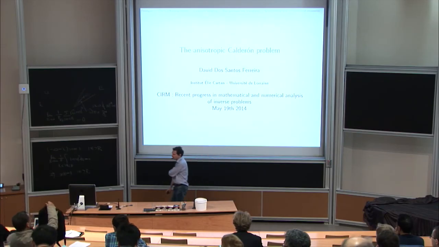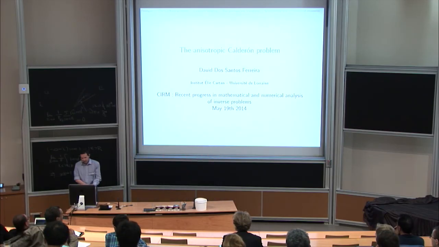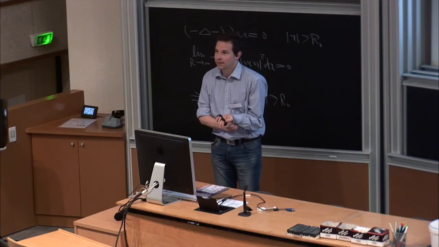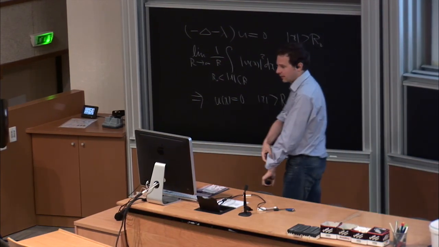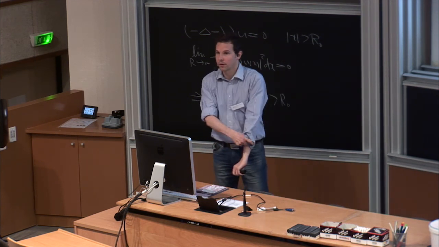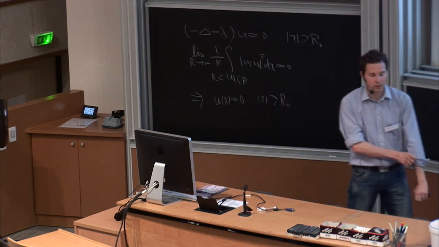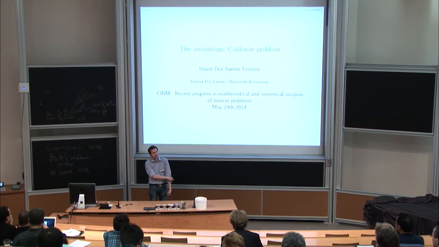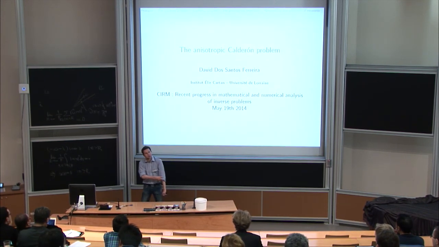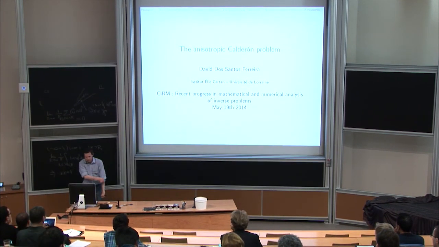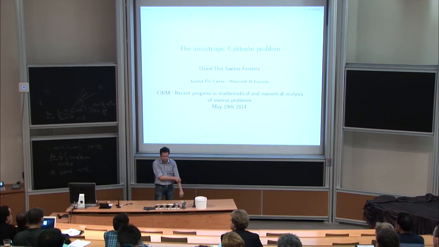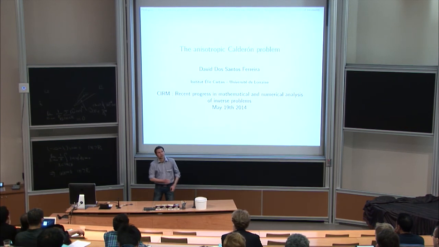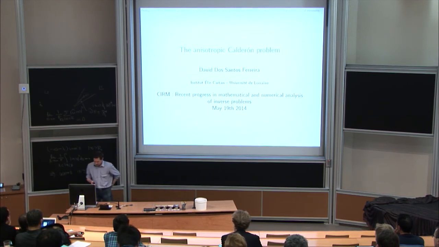So I will be speaking about a classical elliptic inverse problem in the anisotropic setting. I will be concerned with the recovery of a potential in a Schrödinger equation with a Laplace-Beltrami operator on a compact manifold. And there will be several structural assumptions that I will be making on the metric.